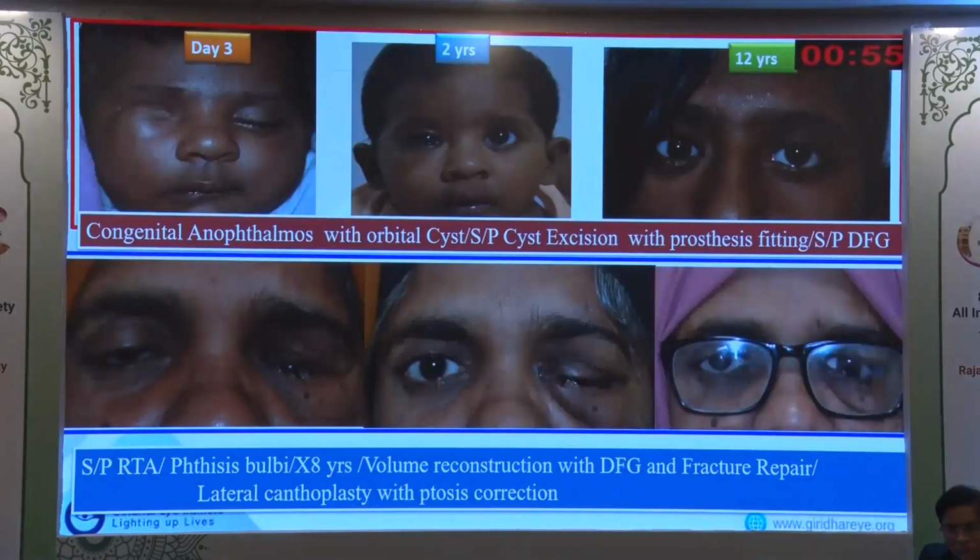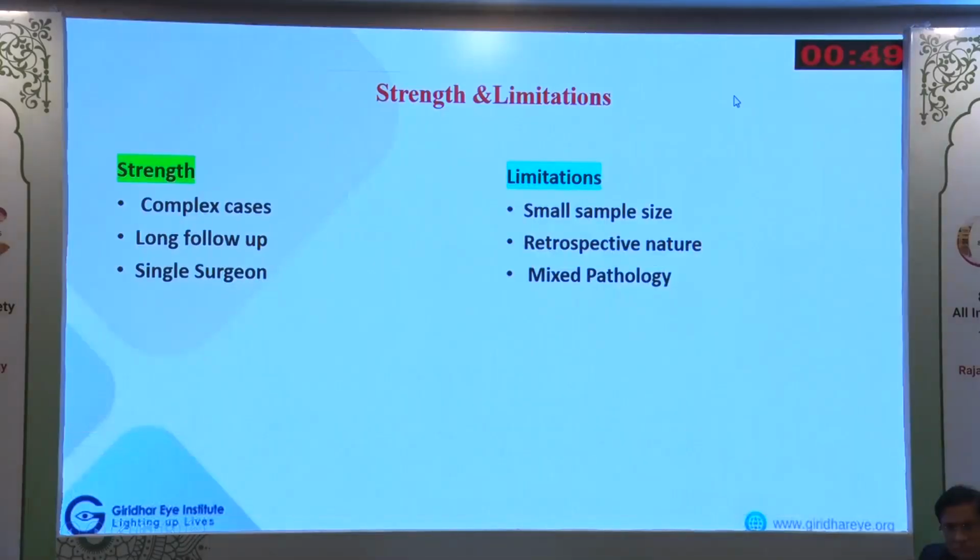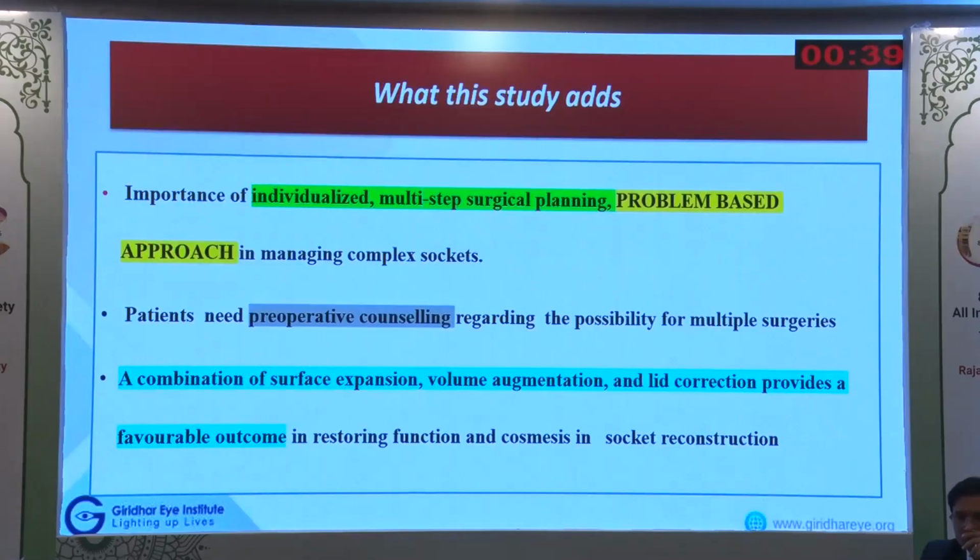So this is another child I saw on day 3. This is at 2 years, and this is at 12 years of age with a good cosmesis. Coming to the strengths, we did all complex cases with a long follow-up and a single surgeon. Limitations: small sample size, retrospective in nature with a mixed pathology. So what this study adds is the importance of individualized multi-step surgical planning and a problem-based approach.